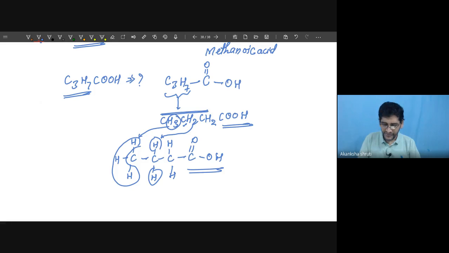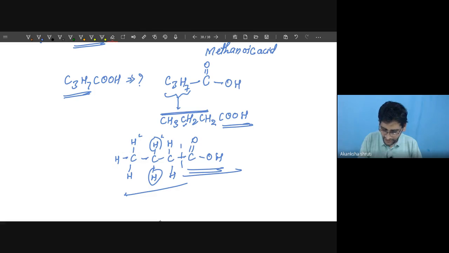Are you getting now? The other one. So we have to maintain the functional group, and the remaining can be written in compact form or in bonded form or in a structural formula form. All mean the same thing. The most commonly used structure for representation is the second one.